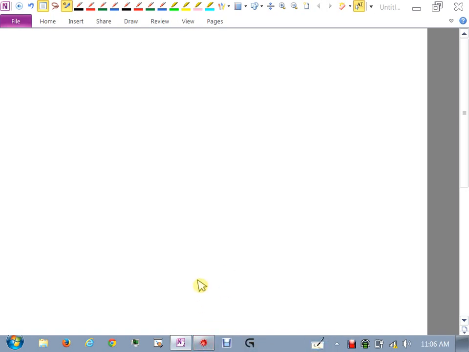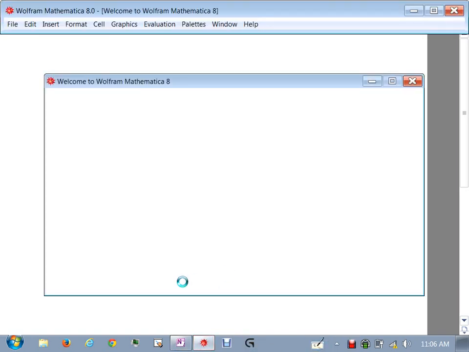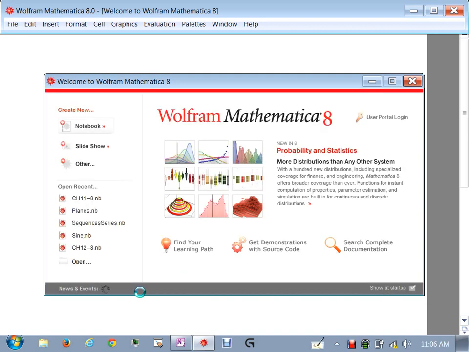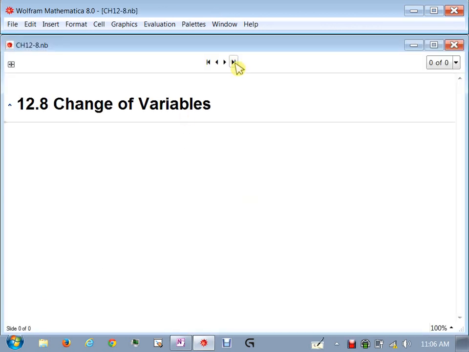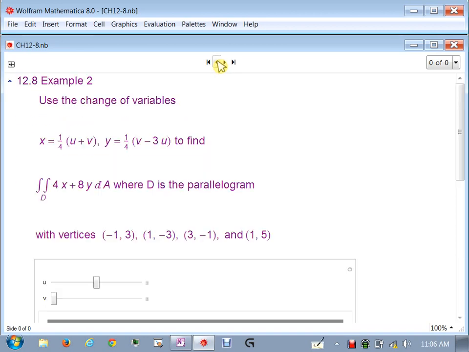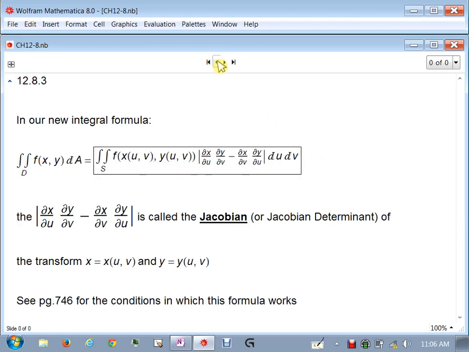Okay, the last time that we met, we were trying to finish up chapter 12, specifically 12.8, which was change of variables. And we had discussed this formula. I said that I didn't want to go through the proof of it because it required some things that we don't have yet. And so we just need to be aware of this formula.